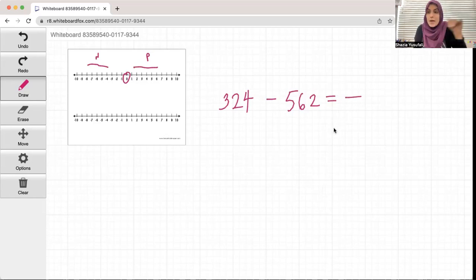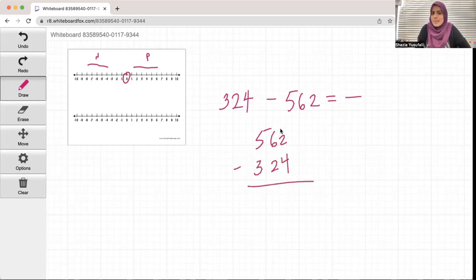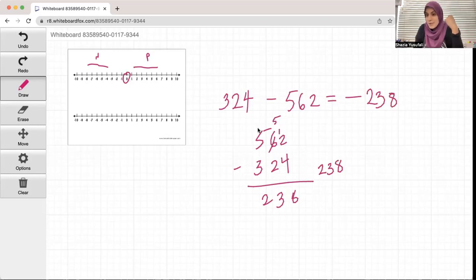Since we know it's going to be a negative, now we just find the difference. And when you find the difference, you put the bigger number at the top, right? So 562, subtract 324. What do we get? 12. It's because of 5. The answer would be 8. Again, 3. And then we have a 2. So the answer is 238. And since we know it's a negative, it's negative 238.